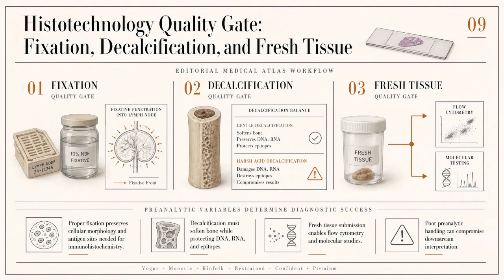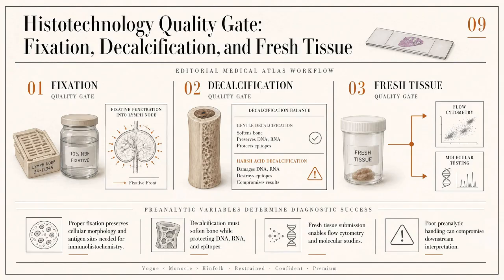Fresh tissue handling is equally vital, especially for ancillary studies such as flow cytometry and molecular testing. Flow cytometry requires viable cells to accurately assess immunophenotypic profiles, which are indispensable in classifying lymphomas and detecting minimal residual disease. Molecular assays depend on intact DNA or RNA, which fixation irreversibly alters. Therefore, histotechnologists must coordinate closely with clinical teams to ensure that fresh tissue is promptly collected, transported under appropriate conditions, and triaged correctly. Failure to secure fresh tissue can preclude these sensitive analyses, limiting diagnostic precision and potentially delaying patient care.